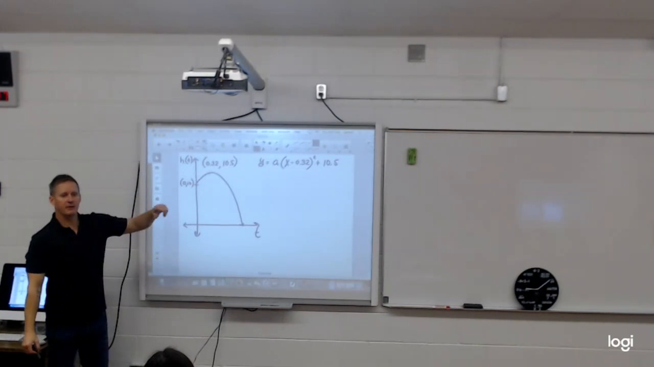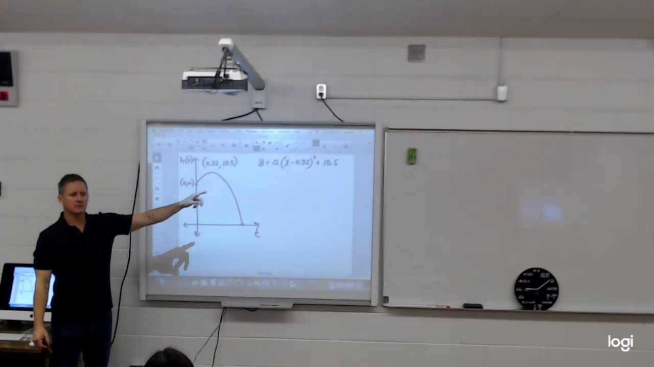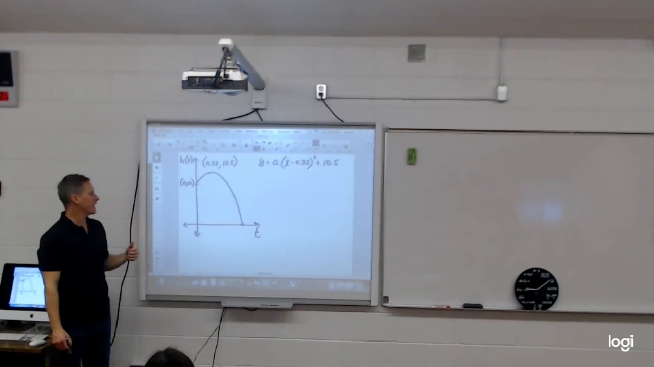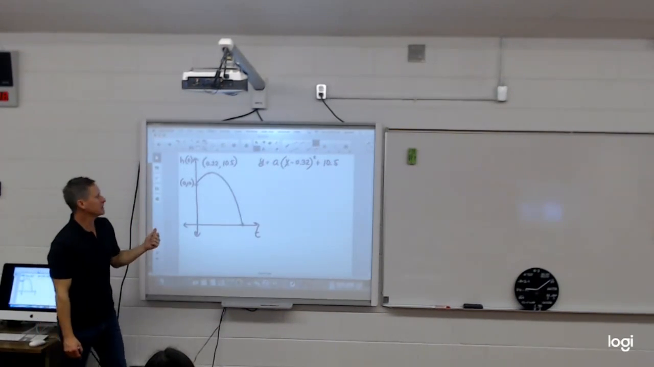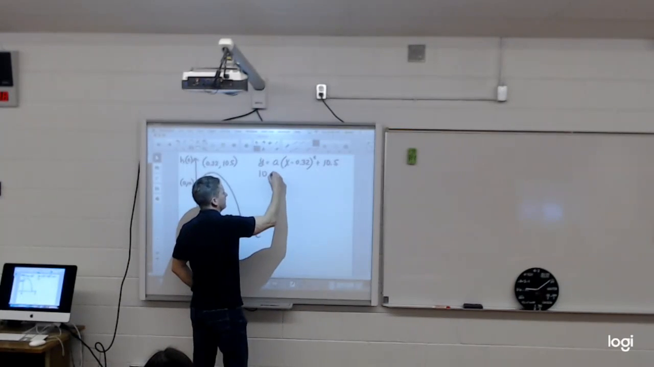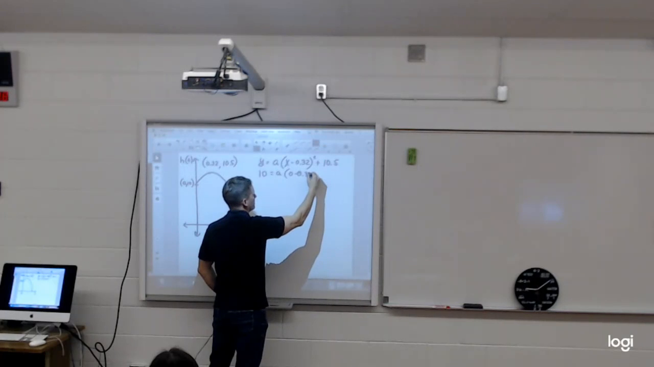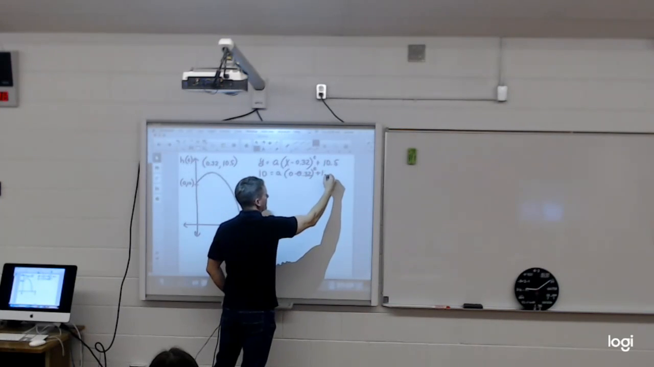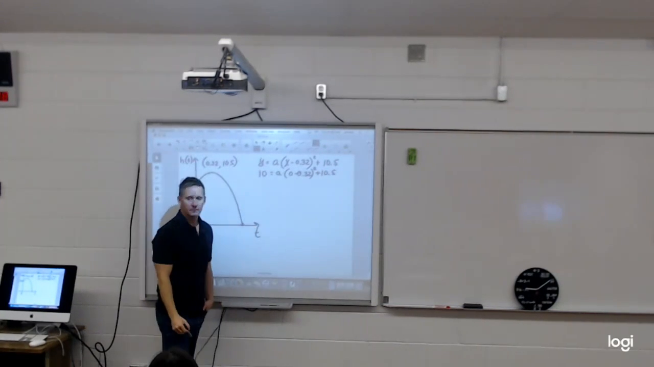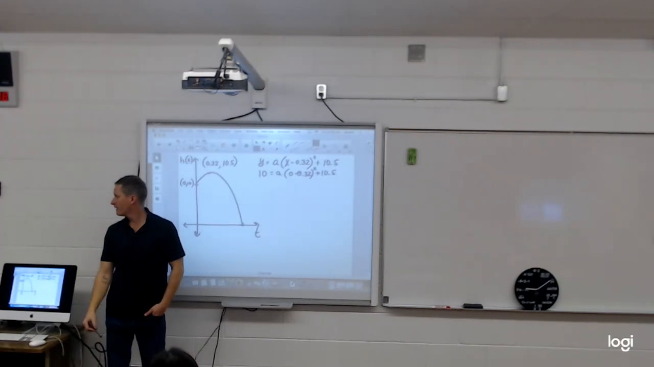Can I calculate what a is right now? Yes. Put which coordinate in? I only have one other one, right? So let's put it in. 10 equals a(0 minus 0.32) squared, add 10.5. Okay?